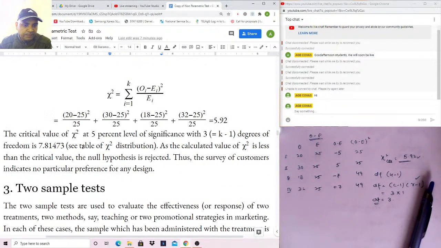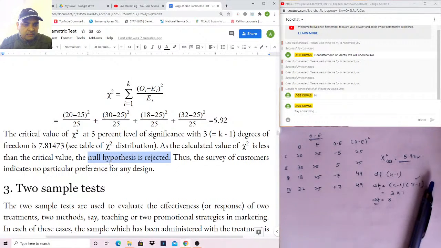So the critical value for chi-square at 5% level of significance with 3 degrees of freedom is 7.8143473. For this we have already discussed your chi-square distribution, so there you can find this critical value. As the calculated chi-square value is less than the critical value, your null hypothesis is not rejected. Thus the survey of customers indicates no particular preference for any design.